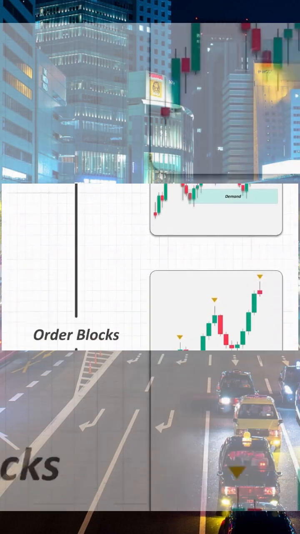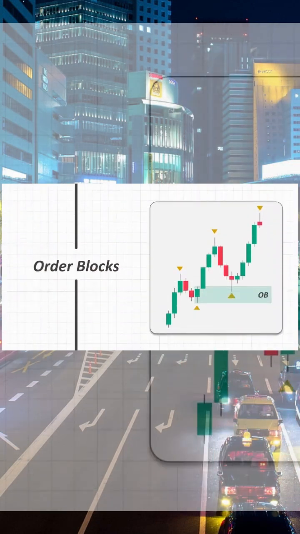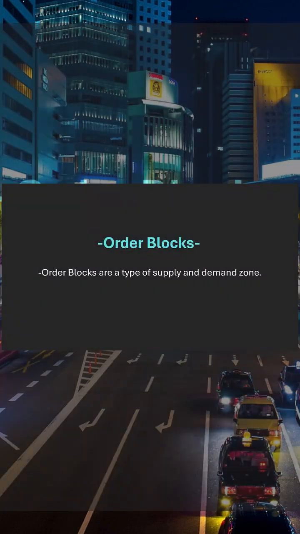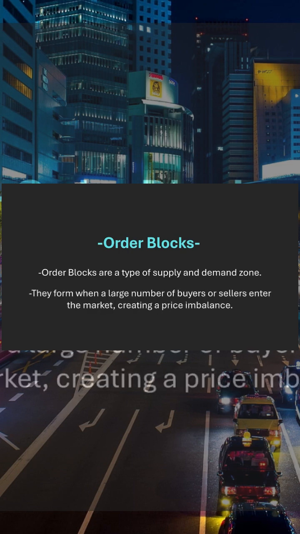Number 4, order blocks. Order blocks are a type of supply and demand zone, but they form when a large number of buyers or sellers enter the market, creating a price imbalance.